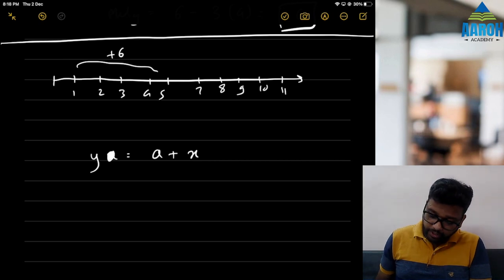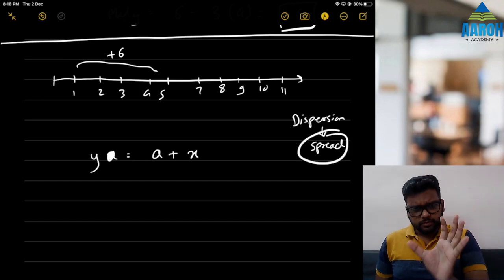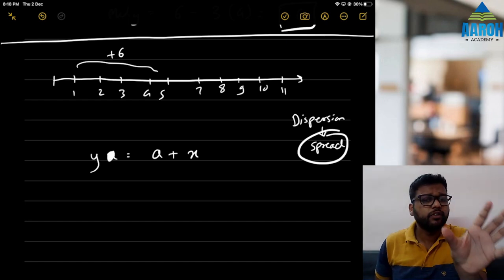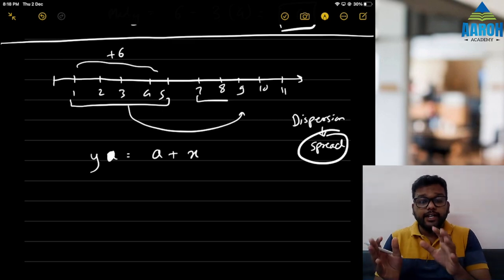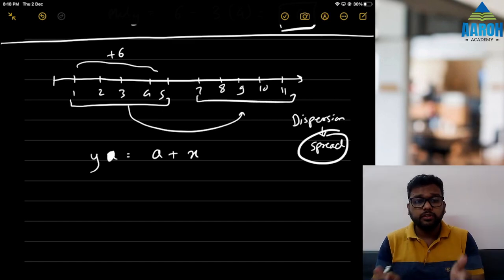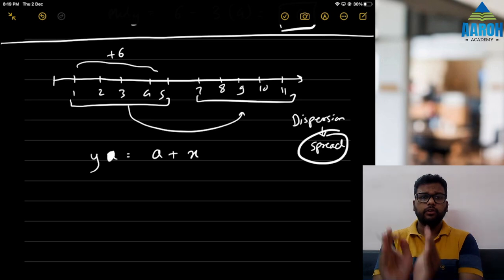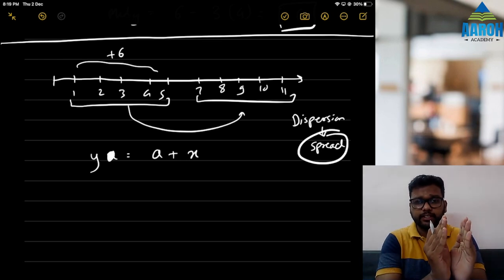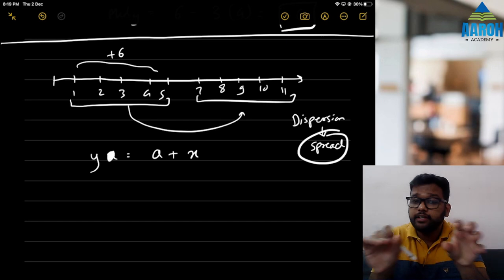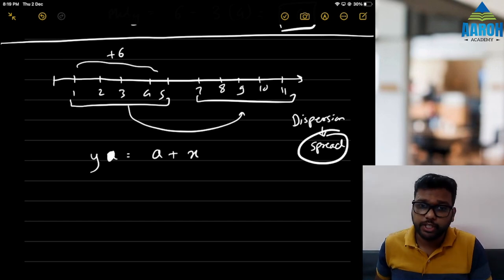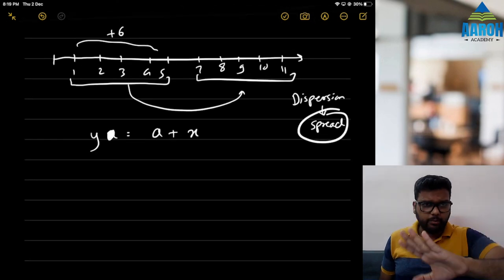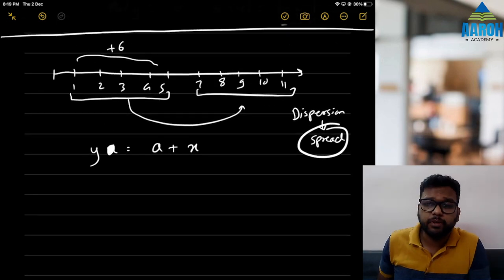Now understand, dispersion means spread: how much the values are spread out. Tell me, just because we shifted them from one place to another, did their spread change? No, they are still spread out in the same way. They were here, they just transferred here, that's it. Their shape did not change, their spread did not change. That is why measures of dispersion are not affected by change of origin. That means if we add something or subtract something, measures of dispersion are not affected.